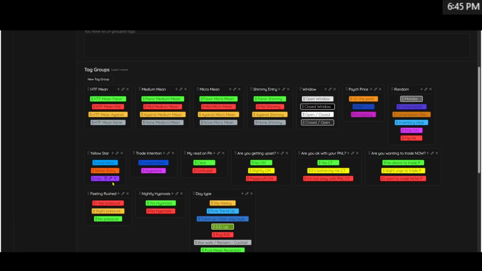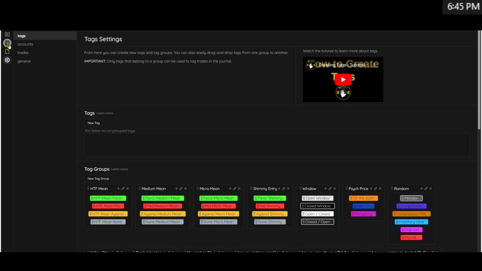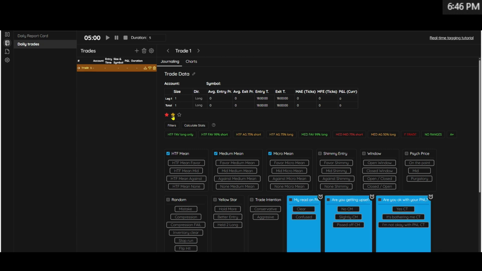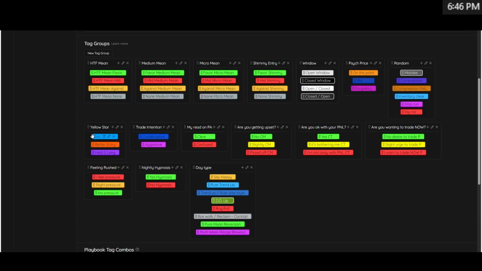Next, we have the yellow star tags. The yellow star is associated with the rating system in the journal. So if we go to the actual journal, it's associated to that middle star, the yellow star. So I have hold more. That means I need to hold the trade for longer. I'm just cutting it too early. We got better entry. That usually means I'm chasing, so I'm getting in a bit late, but it could also mean earlier. And then held too long means I just held the trade way too long. This is all management stuff right here.